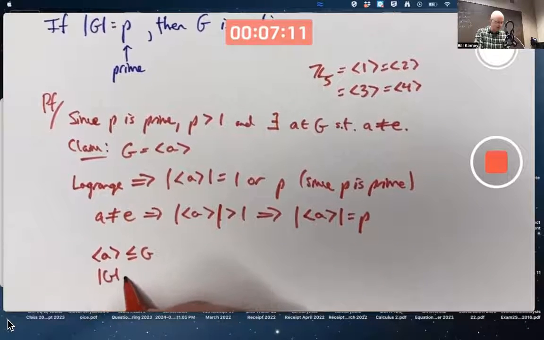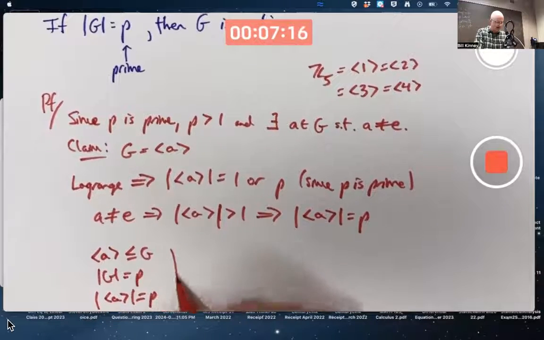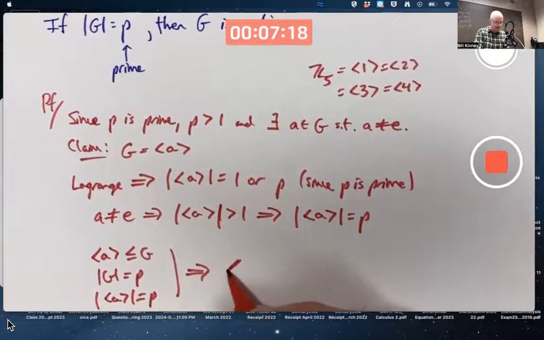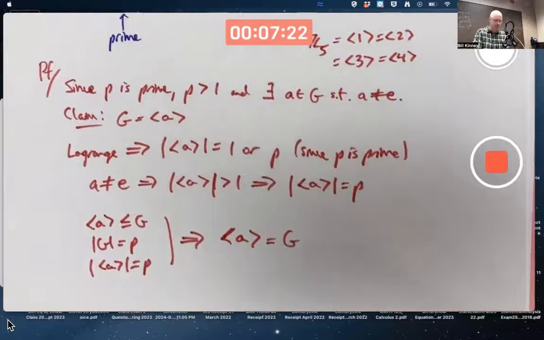The order of G equals P, the order of that cyclic subgroup equals P. All these things imply that the cyclic subgroup generated by A must be all of G. We're done. Praise the Lord.